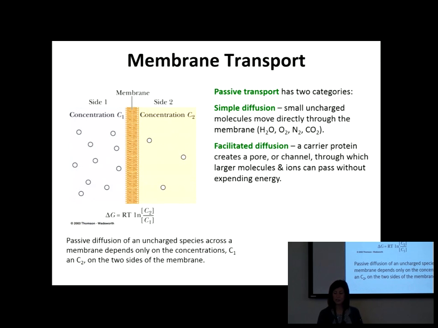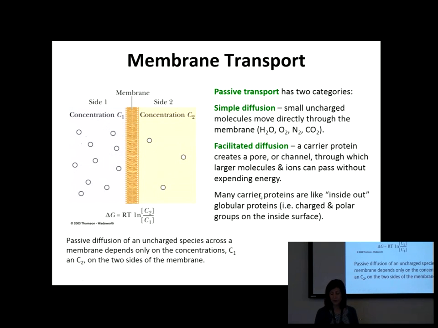Simple diffusion will be small uncharged molecules that can go directly through. So water, oxygen, nitrogen, carbon dioxide, they can go straight through. Facilitated diffusion means that there has to be a pore or channel, something where things can pass. It's still going to go from high concentration to low concentration. So in this case, passive transport, which simple and facilitated are, will go from side one to side two, high concentration to low concentration. It can either be simple, where it goes straight through and only small uncharged molecules can do that, or facilitated, where we have some sort of channel that they can go through.